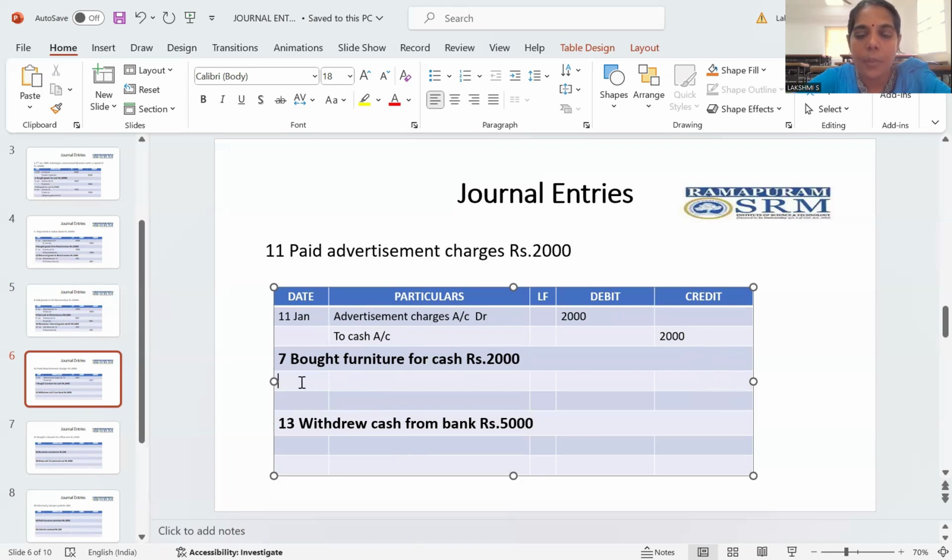And 7th January, bought furniture for cash. So we bought furniture for rupees 2,000. The name of the goods is clearly mentioned here. If the name of the product is given, we write the name of the product. So furniture comes into the business, furniture account debit. Cash goes out of the business, to cash account, 2,000, being the furniture purchased.